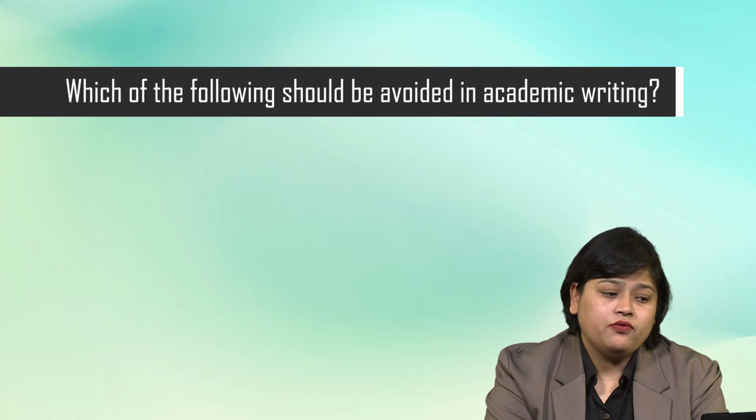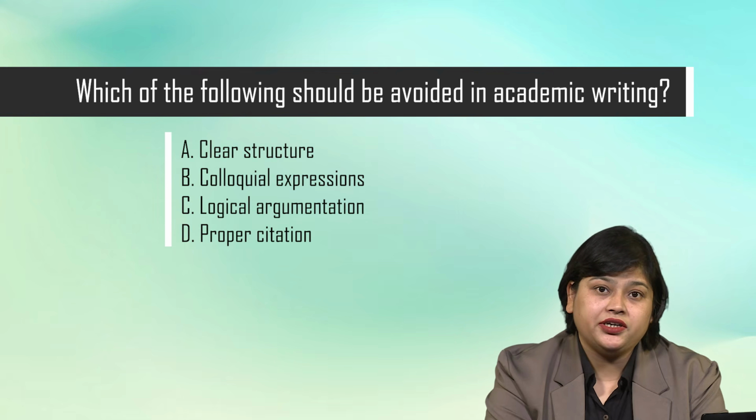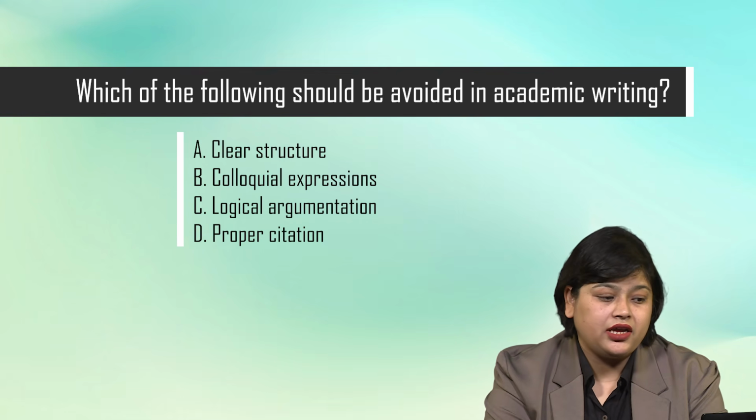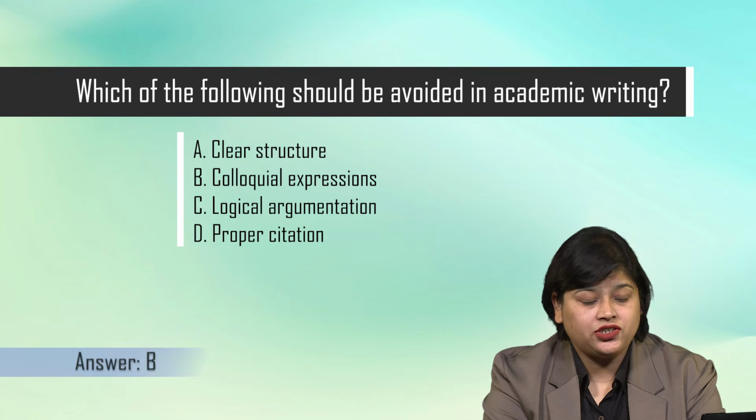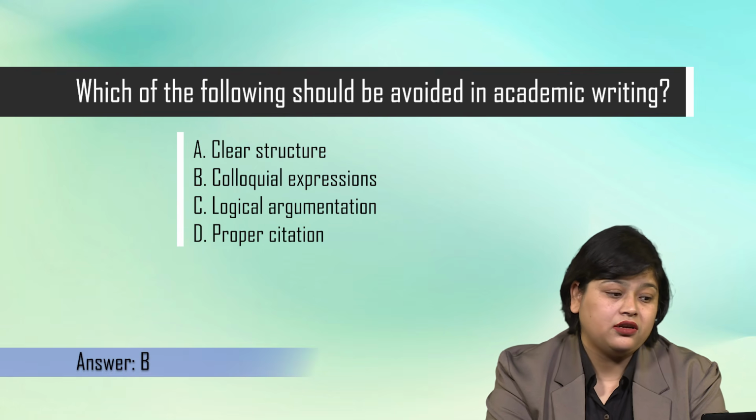Next question. Which of the following should be avoided in academic writing? A. Clear structure, B. Colloquial expressions, C. Logical argumentation, or D. Proper citation. The answer is B. Colloquial expressions.